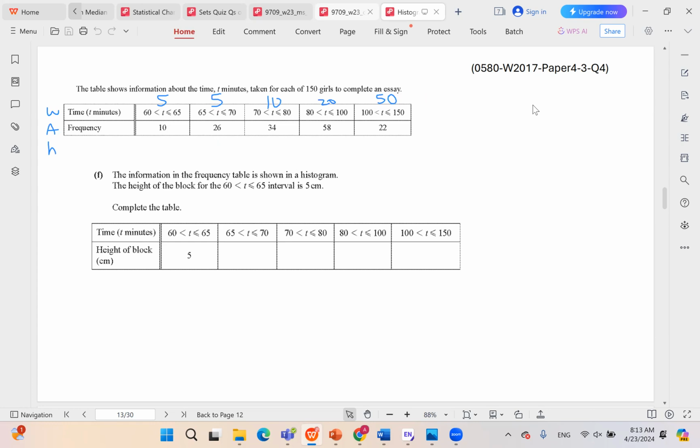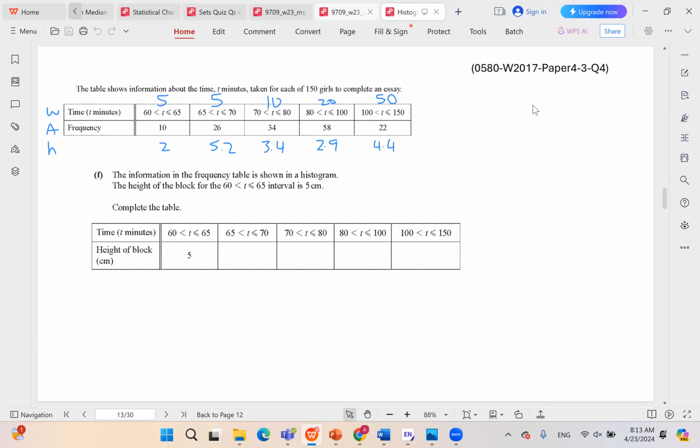So 10 divided by 5 is 2. 26 divided by 5 is going to be 5.2. And then 34 divided by 10 is 3.4. This here will be 2.9, 58 divided by 20. And finally, 22 divided by 50 is 4.4.